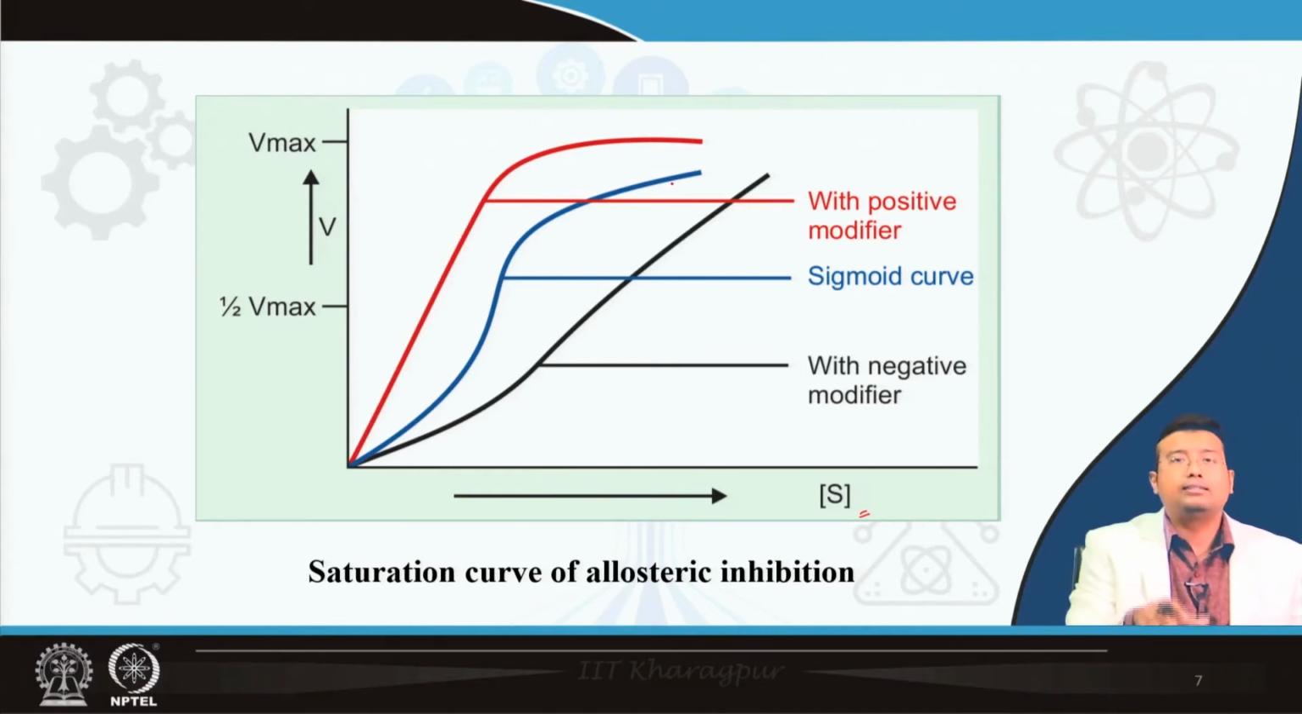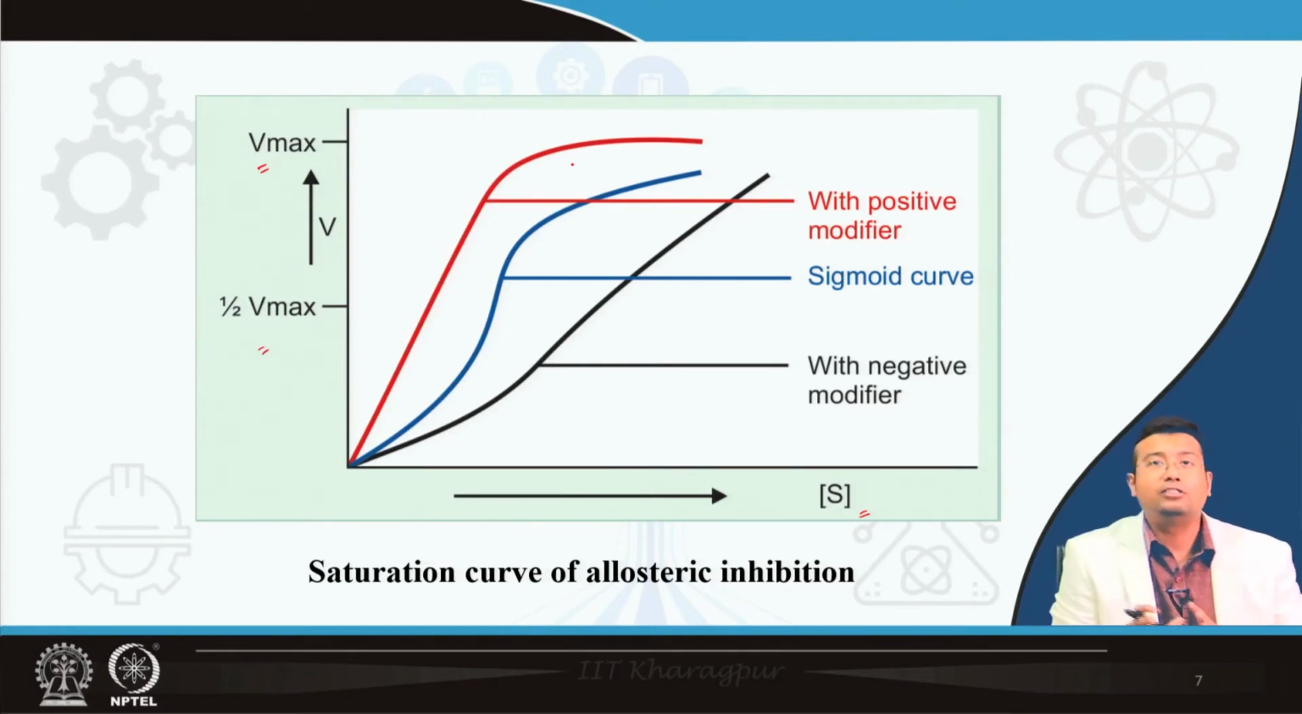So, mind it, this is a curve denoting the relationship between the substrate concentration and the velocity of an enzyme reaction. Okay. Vmax is the maximum velocity, half Vmax is half of the maximum velocity. So, what happens when we add a positive effector to an allosteric enzyme? The curve looks like this, becomes almost hyperbolic. Okay. And this is the curve when a negative allosteric inhibitor, or negative allosteric modifier, has been added. Okay. So, this type of figure can be given in image based questions.